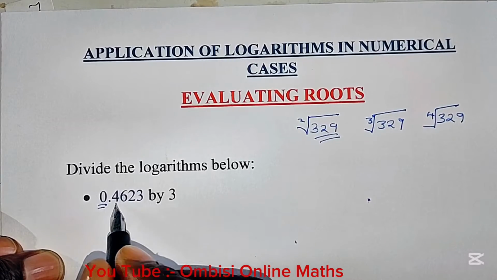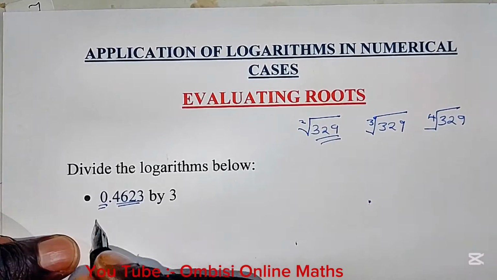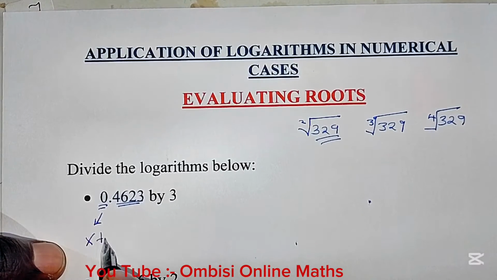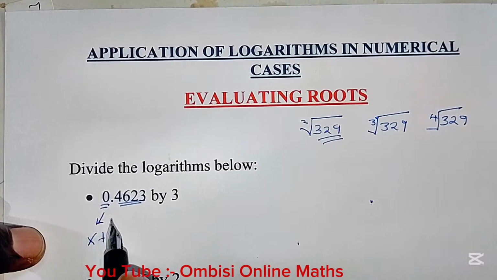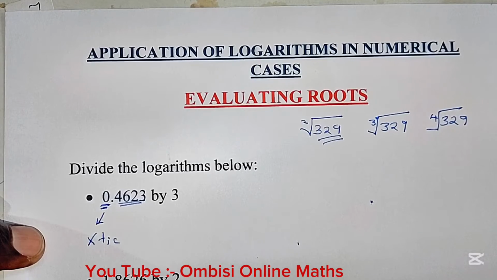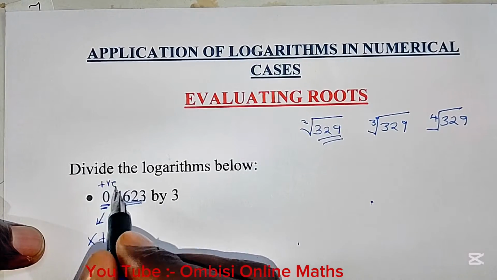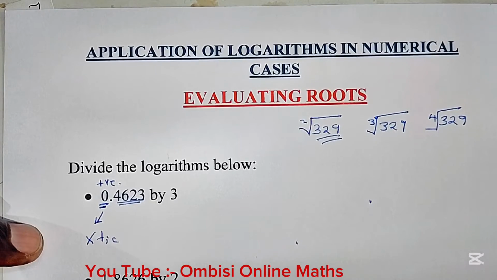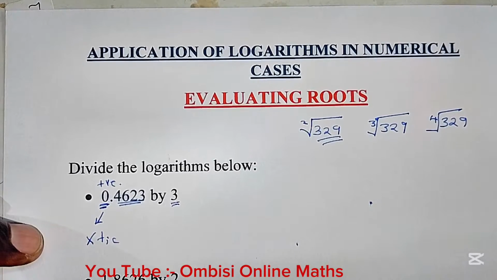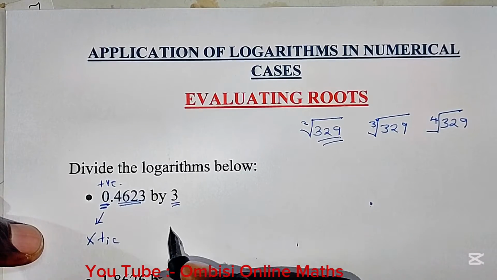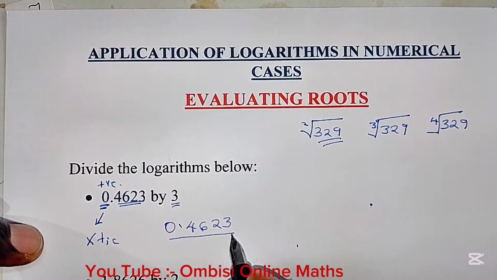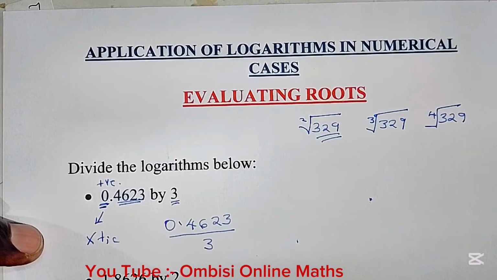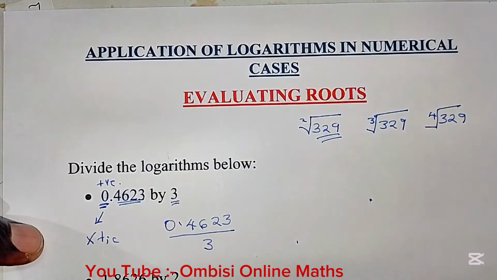Now, if there is a logarithm like this one, this is on the positive side, we just have to look at the characteristic. If the characteristic is a positive number, then we can divide comfortably with any other number. In this particular scenario, you can take 0.4623 and you divide with the 3, or you multiply by a third comfortably. There is no modifications that you have to do.